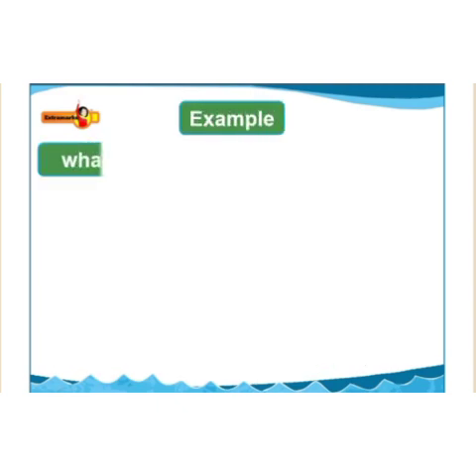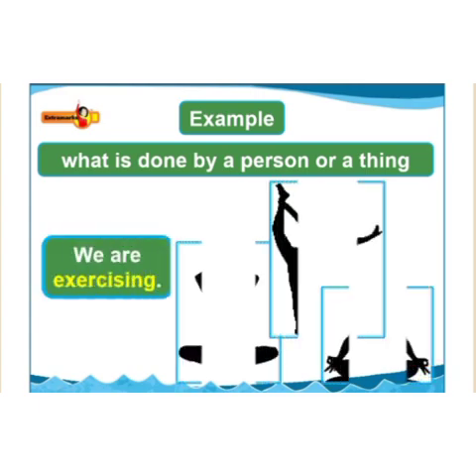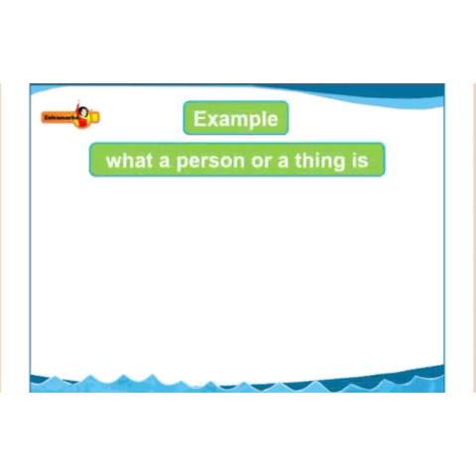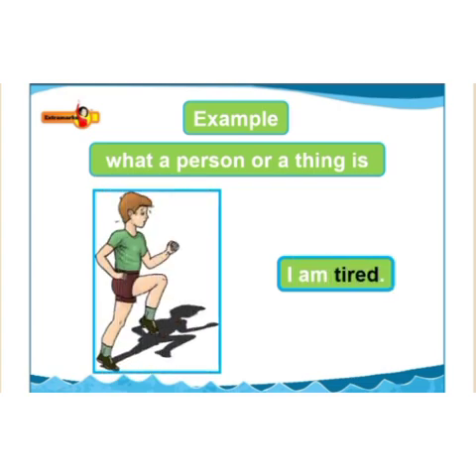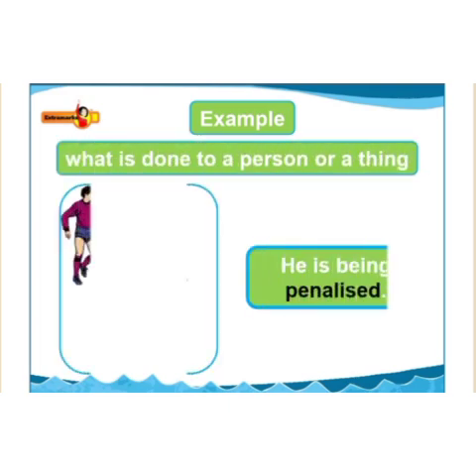For example, the action done by a person or a thing, we are exercising. Here the action of exercising is done by we. For example, what a person or a thing is. I am tired. Here the person is feeling tired. For example, what is done to a person or a thing? He is being penalized.